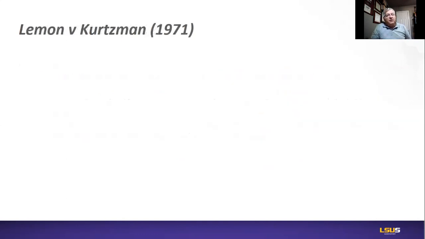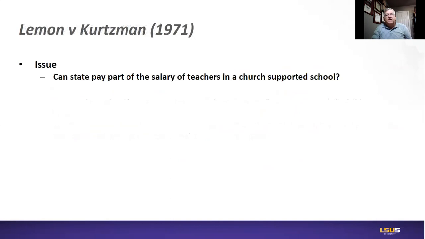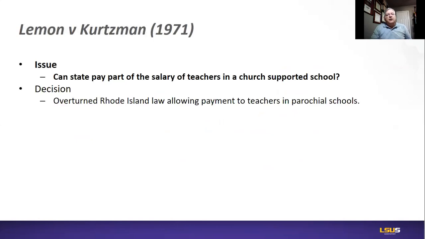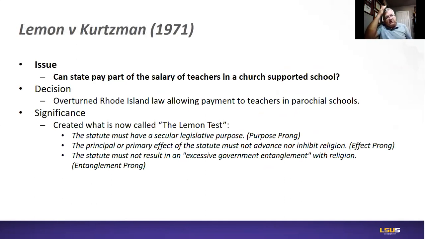In 1971, the Supreme Court case of Lemon versus Kurtzman, this case came out of Pennsylvania, and it was a case where the state of Pennsylvania was paying part of the salary for the teachers in church-supported schools when those teachers were teaching the secular part of the curriculum. And so the court said that this was disallowed. They overturned this law, and they created something, and this is probably the most famous thing that they did through this case, is they created something that's now called the Lemon Test.